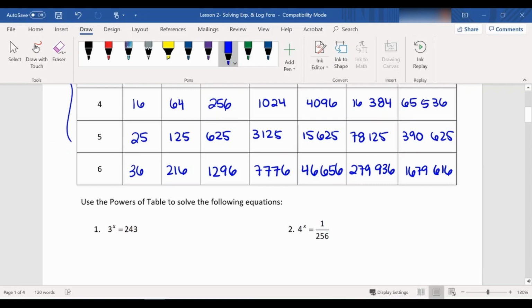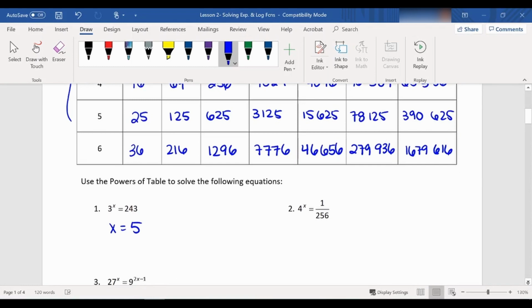3 to what power gives me 243? If I look at my chart, 3 to the power of 5 gives me 243. Okay, so how I would write this down, obviously I can just look at my chart and see that my exponent is 5. But for later on, I'm going to write down that this would be 3 to the power of x equals 243. If I rewrite this, I get 3 to the power of x equals 3 to the power of 5, and therefore x equals 5.